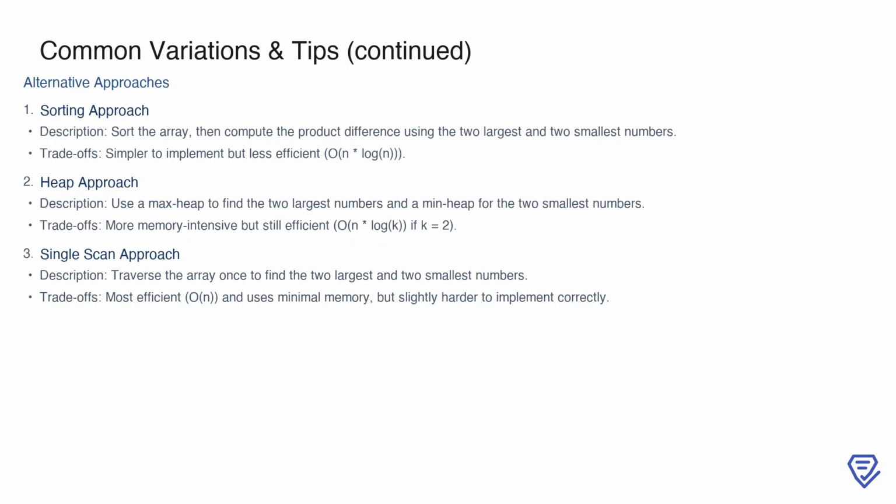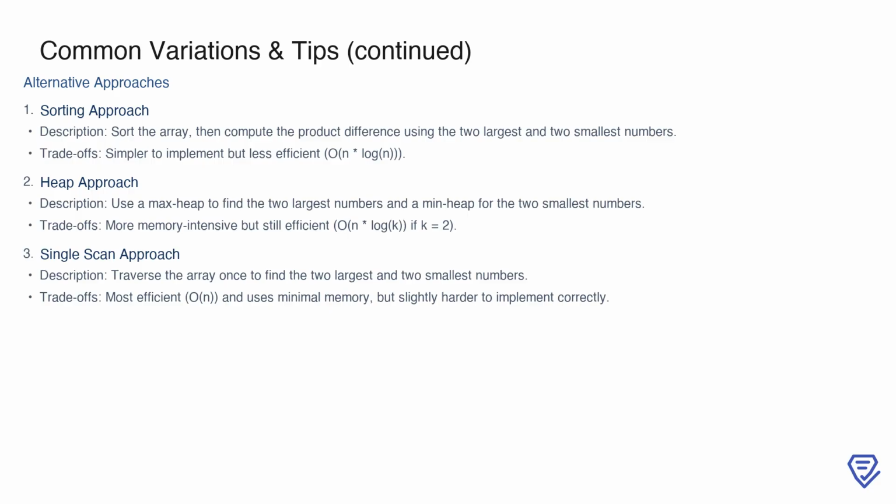Finally, let's discuss some alternative approaches to solving this problem. The sorting approach is straightforward. You sort the array, then calculate the product difference using the two largest and two smallest numbers. While this is simple to implement, it has a time complexity of O(n log n), making it less efficient.